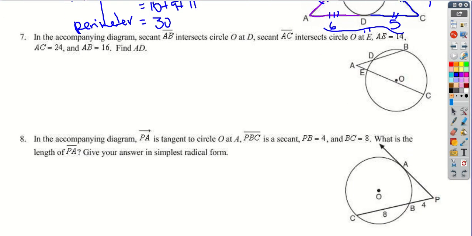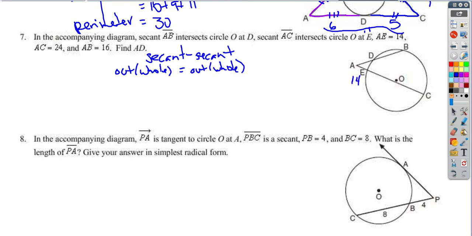Question 7 is once again formed outside the circle. So this is going to be a secant line and a secant line. So remember, whenever we see secant lines, we're always thinking the outside times the whole equals the outside times the whole. All right. So it says AE is 14. AC, not drawn to scale by the way, is 24. There's no way this is 10 and that's 14. All right. AB, which is the whole line, is 16, and we're trying to find AD, which we'll call X.